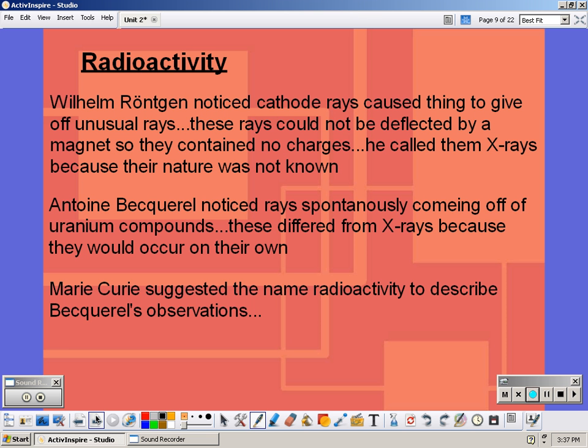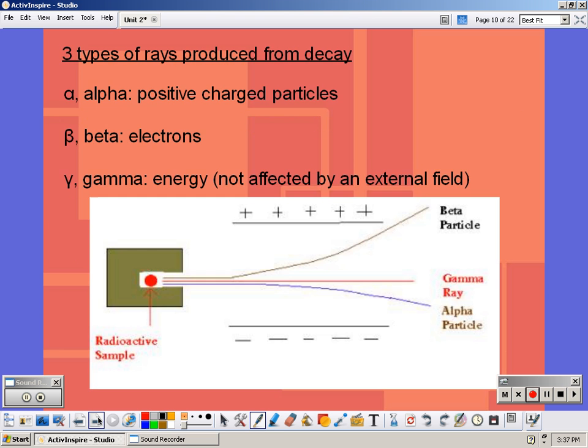Marie Curie actually worked with Antoine and suggested that the name should be radioactive, that uranium would be radioactive, to describe his observations of these spontaneous rays coming off of the uranium compounds. So all of this leads to three types of rays produced from a decay. You have alpha, beta, and gamma.